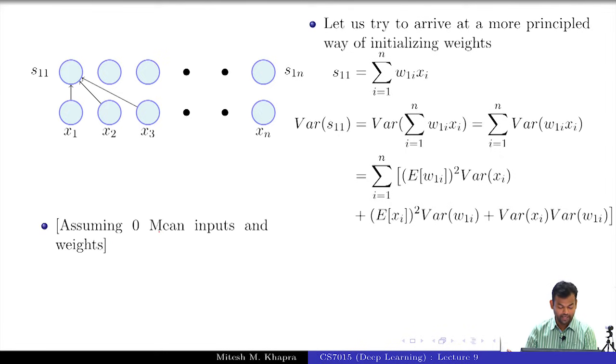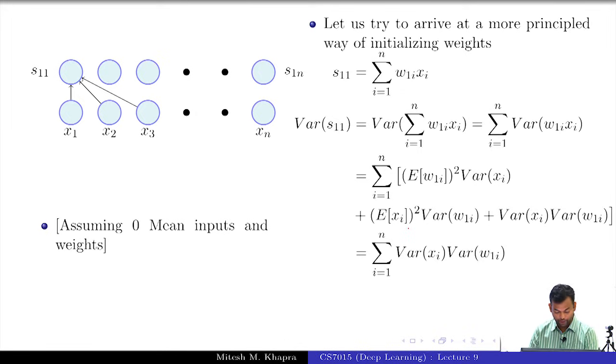Now I'll assume that all my inputs are zero mean. Fine, we have been assuming that forever. And all my weights are also zero mean. What is the effect of that? Which quantities will disappear? These terms will disappear because mean is 0, meaning the expected value of the weight is 0, so the square of that is 0. And the expected value of the input is 0, so the square of that is 0. So what am I left with? Summation of variance of Xi into variance of W1i.